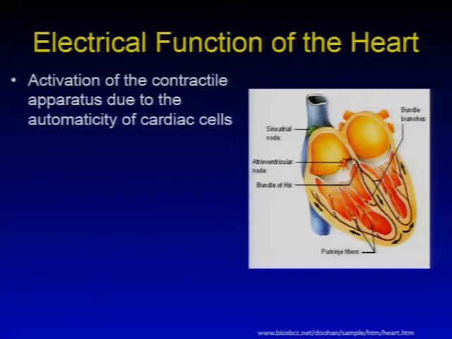And we can first talk about the electrical function. The heart is very unique in that it can function independently as an electrical unit. There's activation of the entire contractile apparatus, which begins at the SA node. The SA node is located at the junction of the superior vena cava and the right atrium.